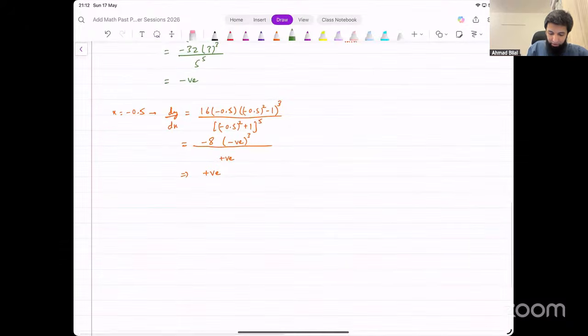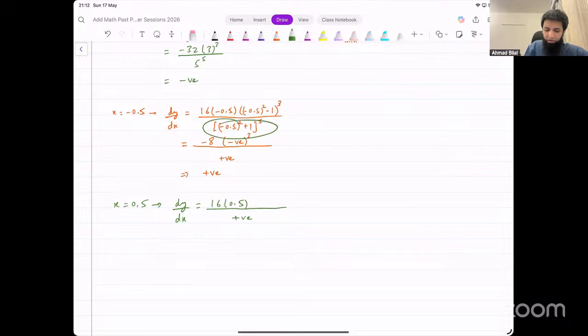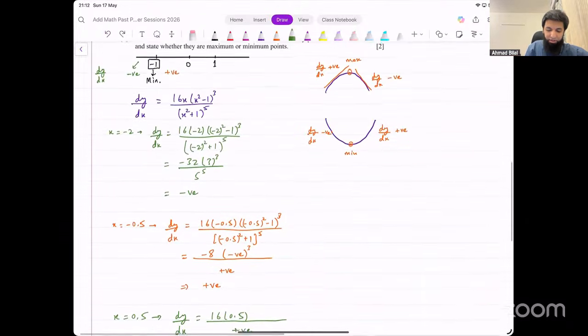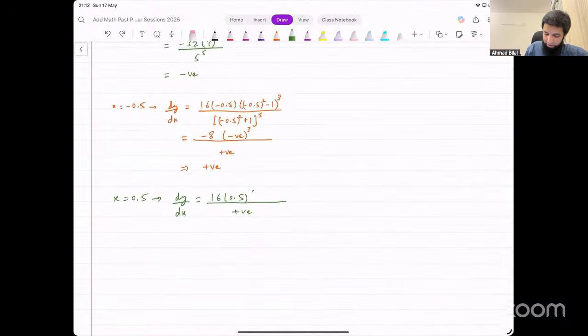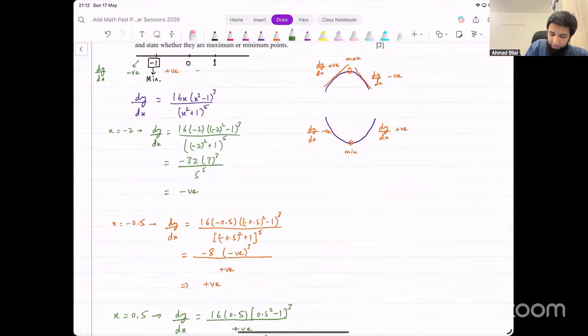directly as well. So for example, if you input 0.5, you see what happens in the numerator. We have 16 into 0.5. It's a positive number. The denominator we know is always going to be positive no matter what number we input, because as we said earlier, it's x squared plus 1. In the numerator, inside the brackets, we have 0.5 squared minus 1, whole cube. Outside we have a positive number. Inside we have a negative number whole cube. The denominator is positive. The overall result turns out to be negative in this case as well. So this is negative now.